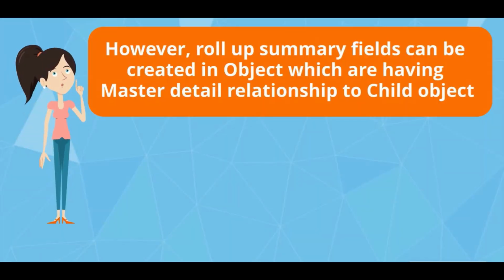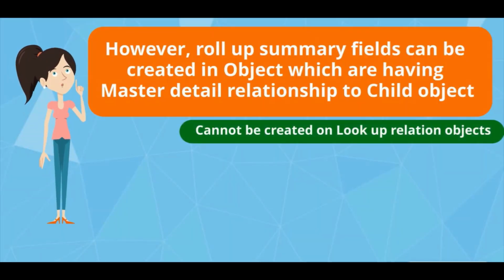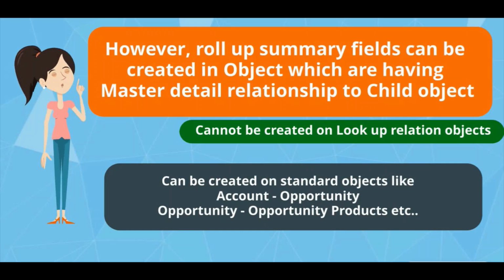However, rollup summary fields can be created only on objects which have a master-detail relationship with their child object. And they cannot be created on a lookup relationship object. Let's say object A and object B are related with a lookup. We cannot create rollup summary fields on object A. And it can also be created on standard objects like account for opportunities. And on opportunity, we can create it for opportunity products.